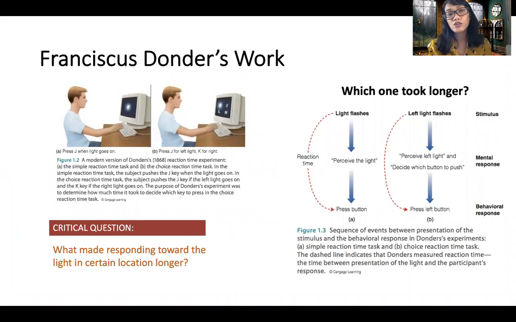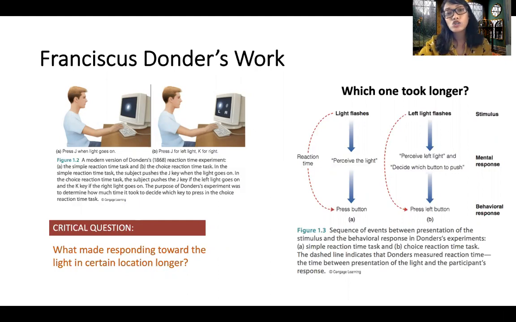Donders was interested in determining how long it takes for a person to make a decision. He determined this by measuring reaction time, or how long it takes to respond to the presentation of a stimulus. The picture you can see here is a modern version of Donders' experiments using a computer, because back in Donders' time, there were no computers yet.